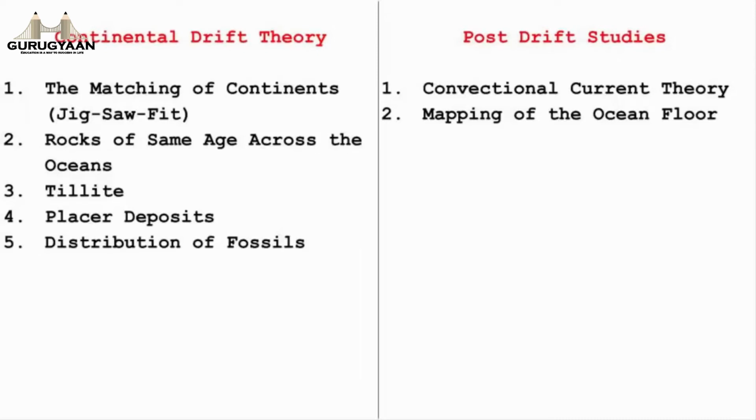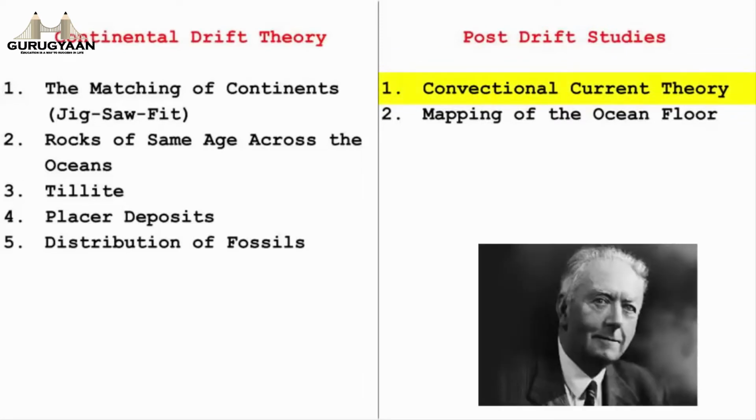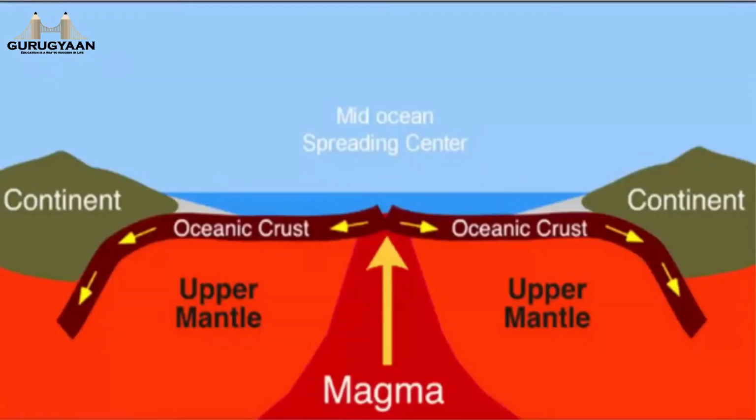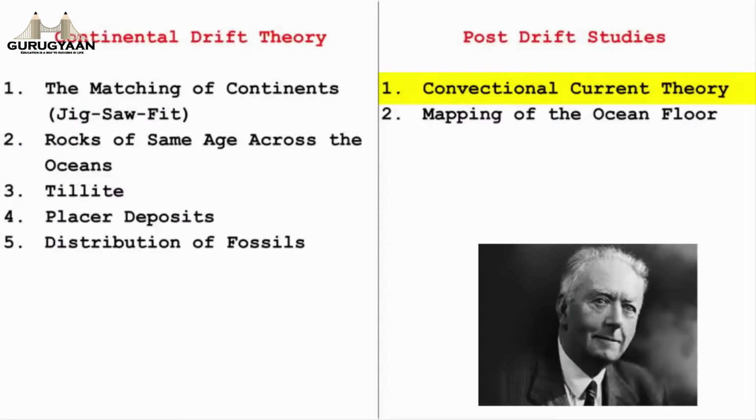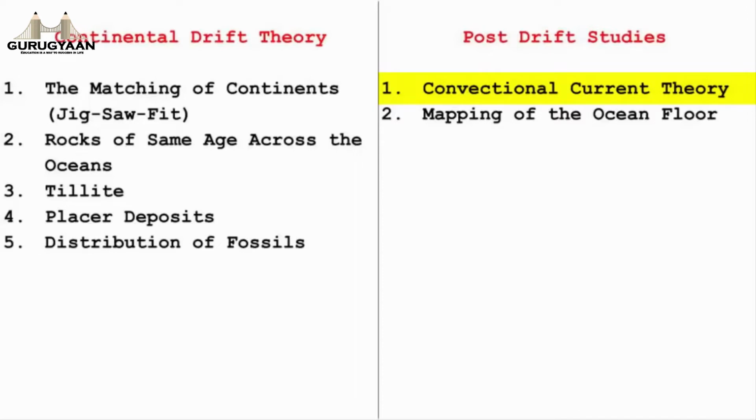So in the post-drift studies, the scientists felt, hey, why don't we do some comprehensive study by mapping the ocean floor? And that led to the convectional current theory, where Arthur Holmes said it is because of the magma present in the mantle which is causing the ocean floor to expand. Since the oceanic crust is thinner than the continental crust, it is easy for the magma to come out from the ocean bed, and that's why the mid-oceanic ridges give a solid proof of this theory.